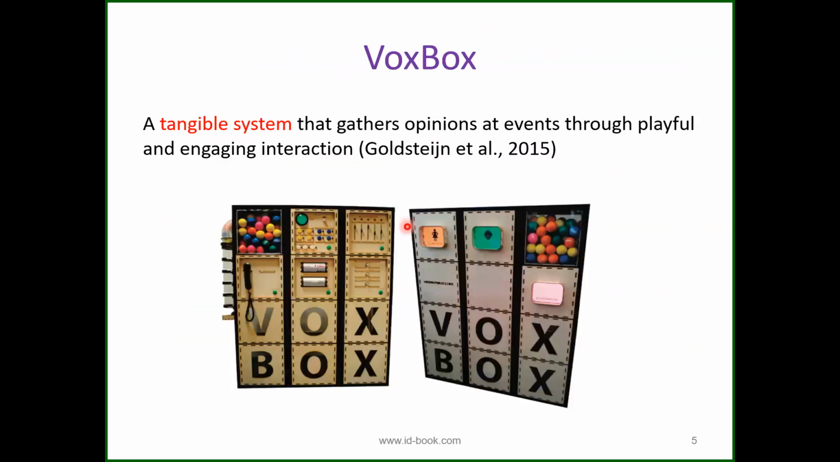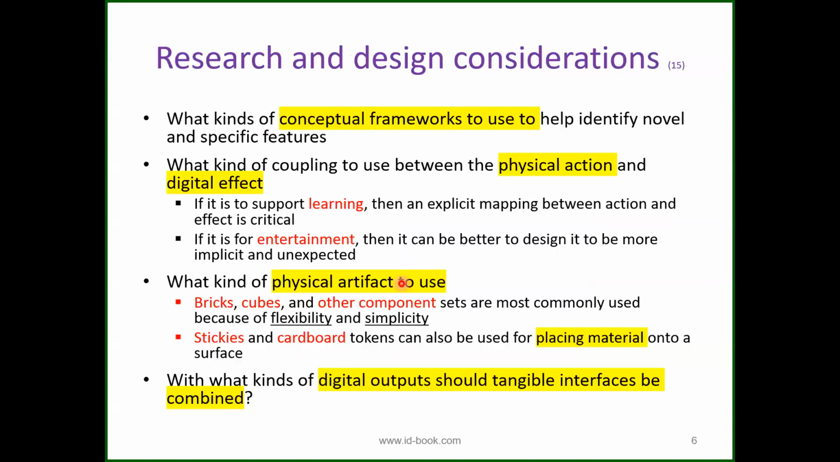Voxbox. Voxbox is a type of tangible system that gets the opinion from the user at the time of maybe a party or during a shopping mall time. So basically it is designed to take the opinion of the users at the event through an engaging or playful interaction. For example, you see there are some balls, and then the user gives his or her opinion by using the Voxbox.